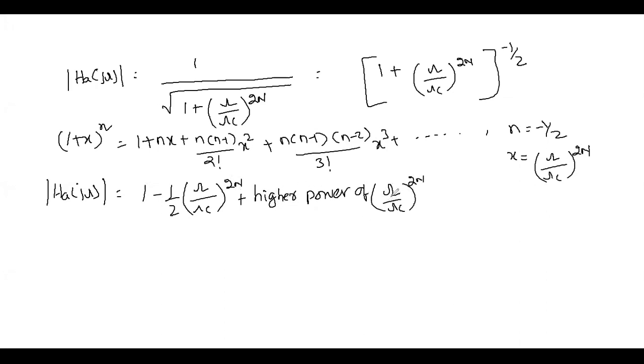Omega by omega c to power what? 4n we will get. Yes, x square is 4n. Then what will we get? Again some coefficient, omega by omega c to power 6n. Yes or not? Then 8n, like this we will get. Okay, now do the differentiation.